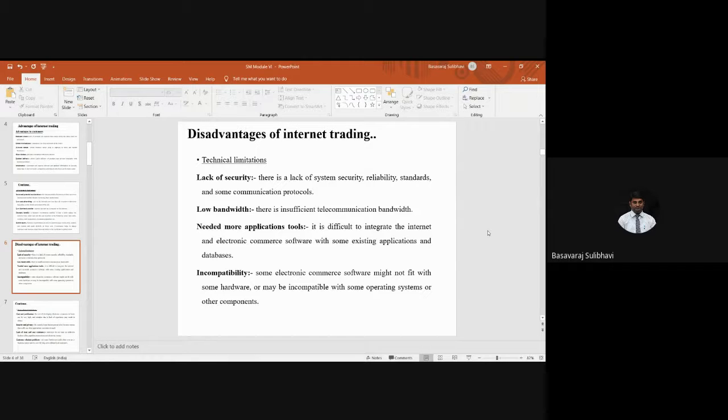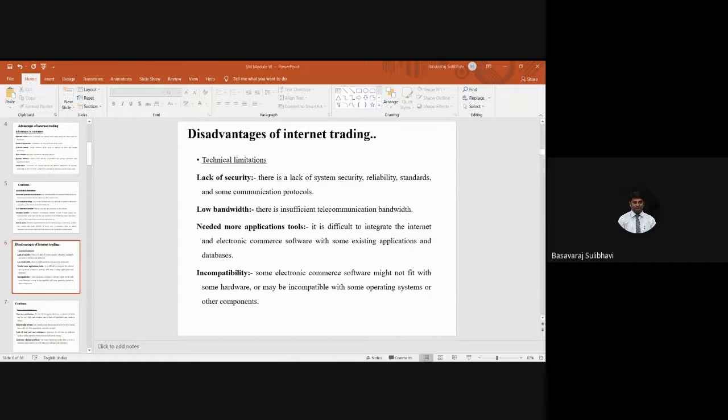Your email, your passwords, your user ID, all these things must be very much secure. So lack of security is one. If the seller doesn't have good security, anybody can hack it, and that will be a bigger problem for the customers. And we have low bandwidth as a limitation, where there is not sufficient bandwidth provided by the telecommunication companies. If the bandwidth is very low, accessing becomes very difficult, and that leads to frustration among the customers, because loading a page requires a lot of time for them.